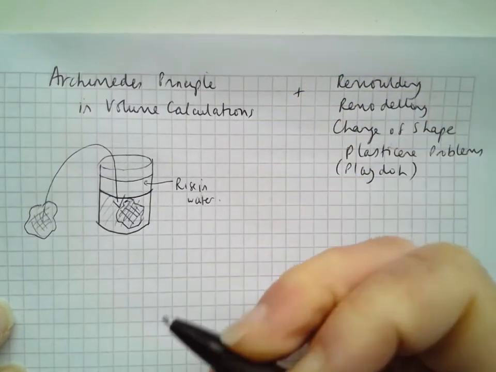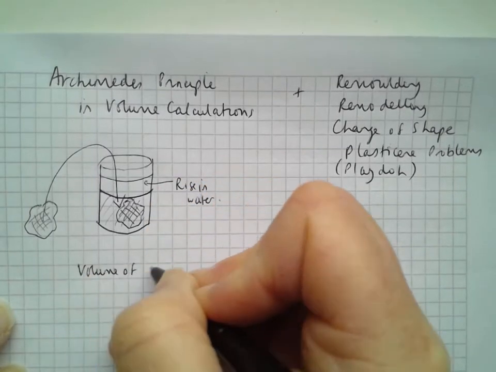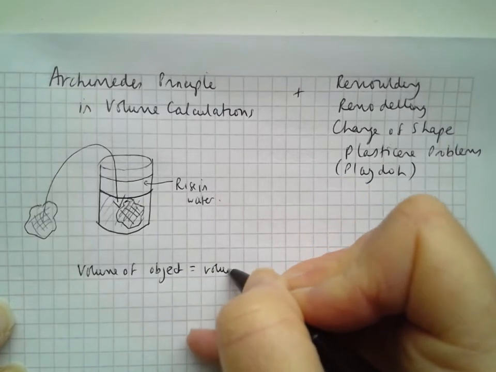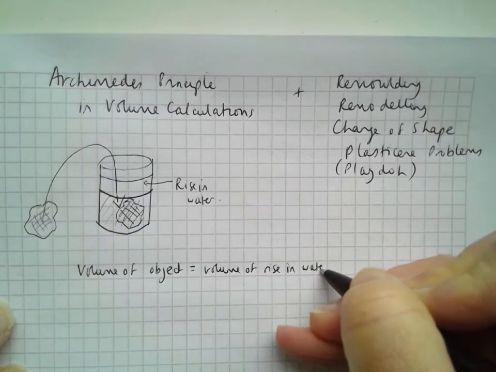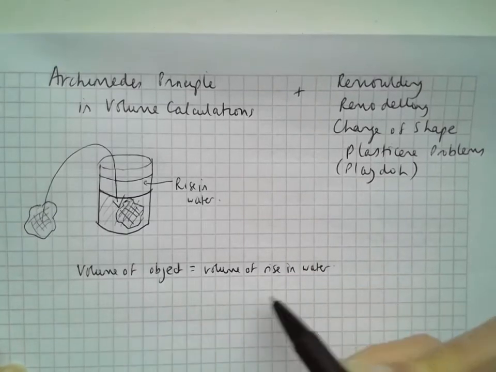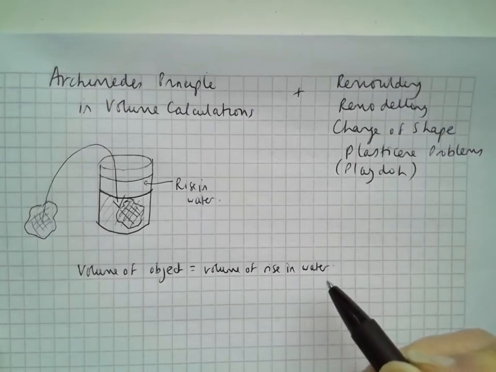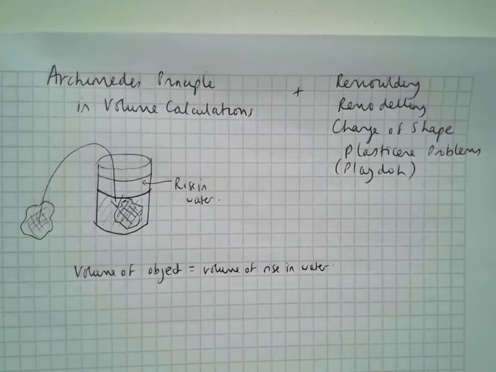And what he said was the volume of the object will equal the volume of the rise in water. So you may not know the volume of the object, but if you can work out how much the volume of water changed, then you know the volume of the object. I'm just going to pause this for a sec while I set up my example.